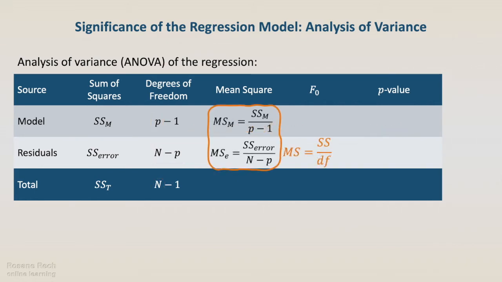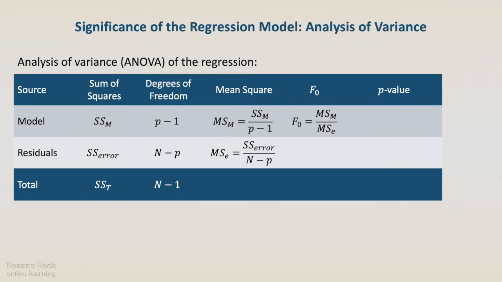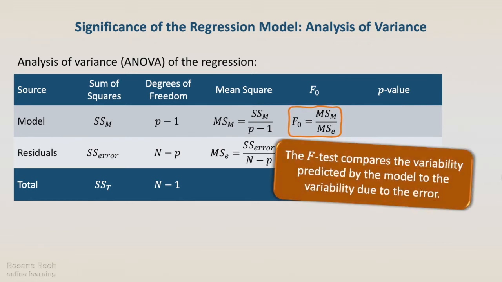The ratio between the sum of squares and the degrees of freedom is the mean squares. The mean squares of the model is a point estimator of the variability due to the model, and the mean squares of the residuals is a point estimator of the variance of the system due to the noise or experimental error. The analysis of variance performed by the F-test compares the variance explained by the model, the mean squares of the model, with the variance due to the experimental error, the mean squares of the error. It is the ratio between the mean squares of the model and the mean squares of the error.